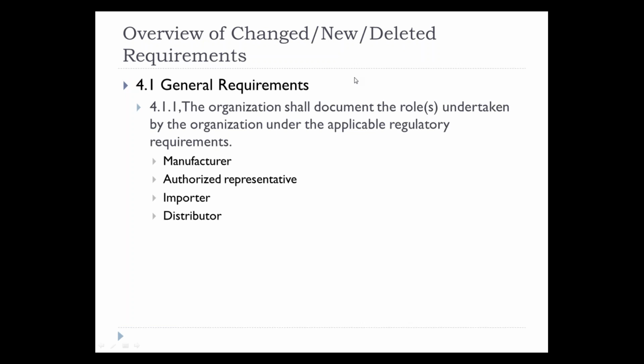So 4.1.1, as we now get into some of the normative requirements, the organization needs to document the role or roles undertaken by the organization under the applicable regulatory requirements. So you have to identify as a manufacturer, an authorized representative, an importer, or a distributor.